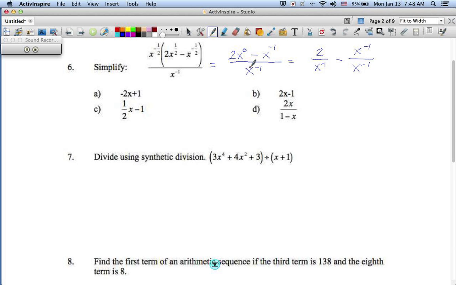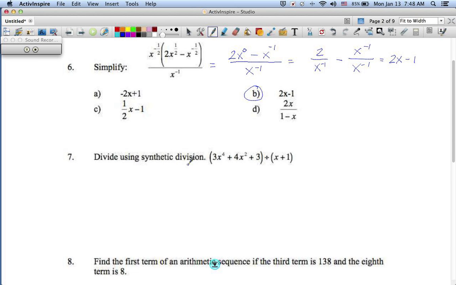So I simply split my fraction up. I unsimplified it, if you will. So we end up with 2x, right, because negative exponents change location, and that's minus 1 because they're the same thing over the same thing. So this is a letter B.